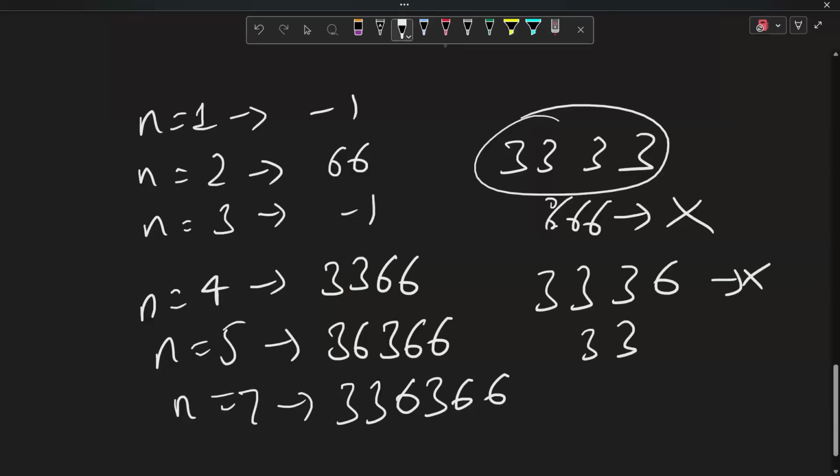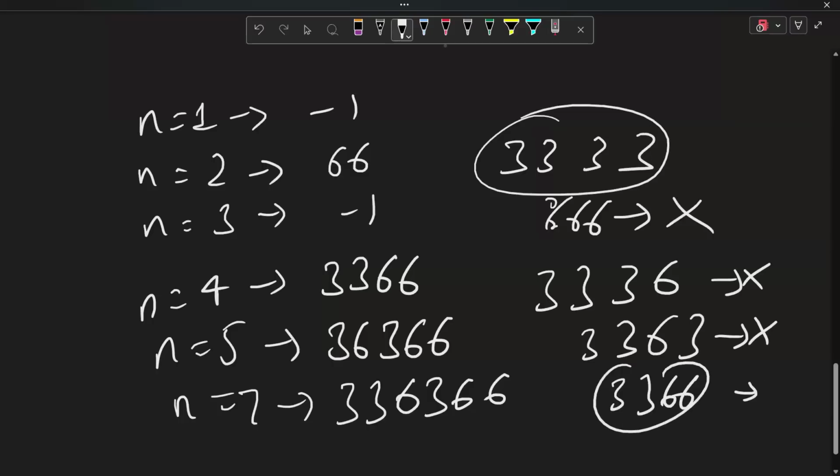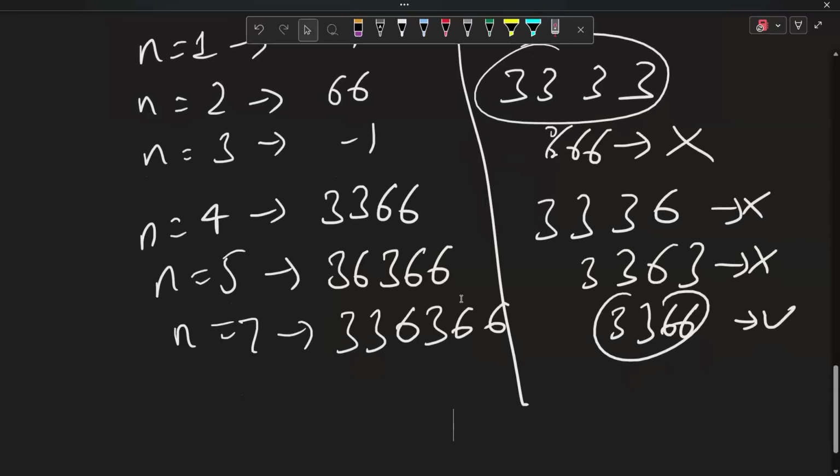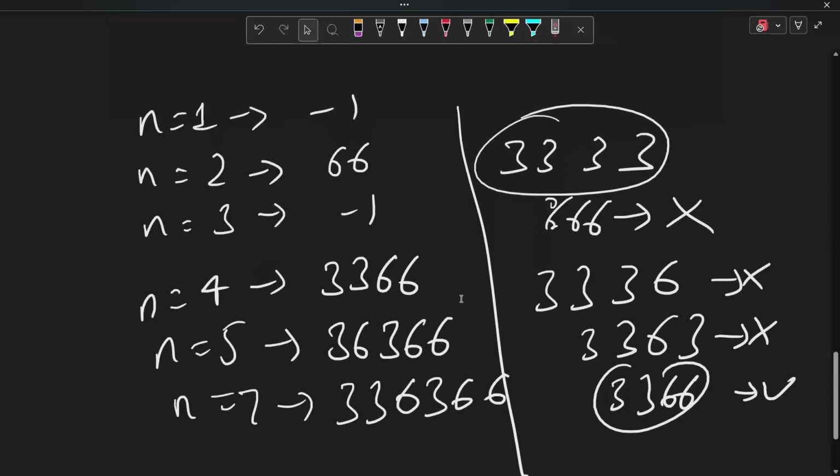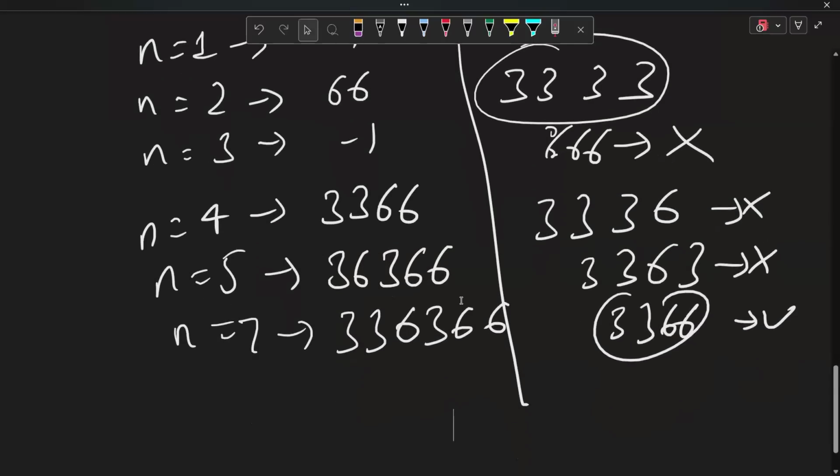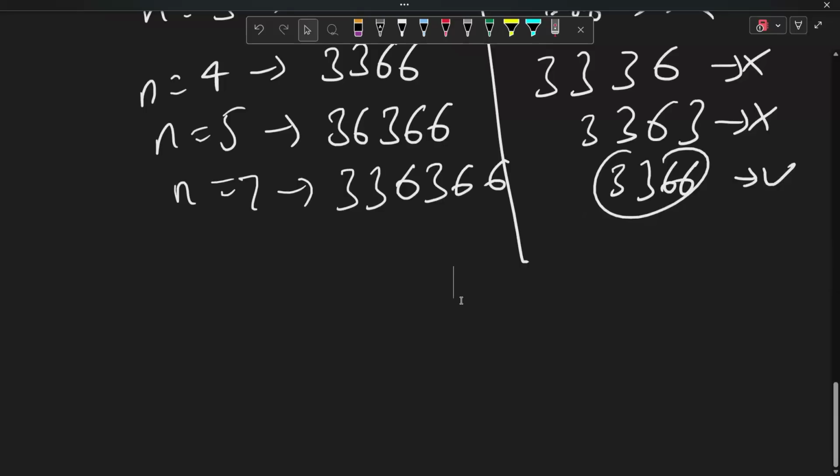After this we get 3363. This is also not divisible. 3366, this was divisible. So for n equal to 4, I hope you understood that 3366 was the smallest number. So let's now try to analyze and find the answer for a general n-length number.